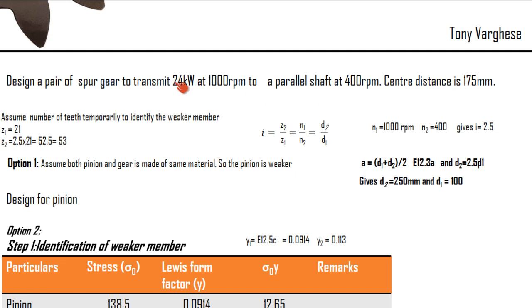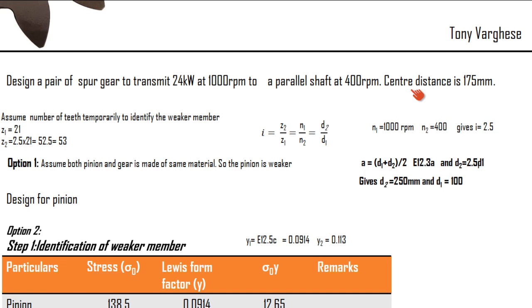So this is a question with minimum amount of data. So usually for a question like this we are supposed to go for more assumptions because of the limited amount of data that is provided. Now based upon the data that is available, we can calculate the gear ratio i using 1000 and 400 as 2.5. Now they have given another data which is nothing but the center distance is 175 mm.